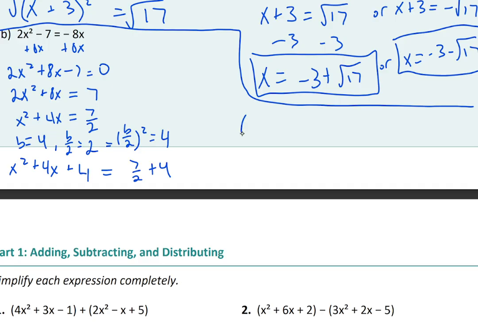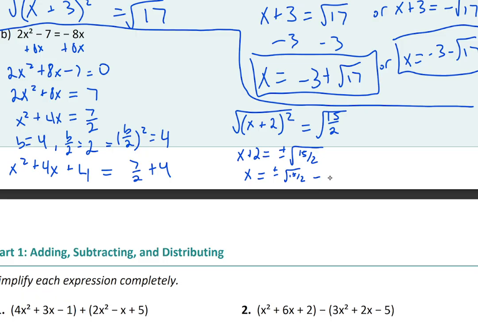And that means that my left-hand side can be factored as x plus 2 squared equals, and then 7 over 2 plus 4, that's 7.5, which is 15 over 2. You could put that in your calculator if you're not sure. But that tells me that if I take the square root of both sides, I'm getting x plus 2 equals plus or minus the square root of 15 over 2. And so I subtract 2 from both sides, and I get that x can be plus or minus the square root of 15 over 2, minus 2.